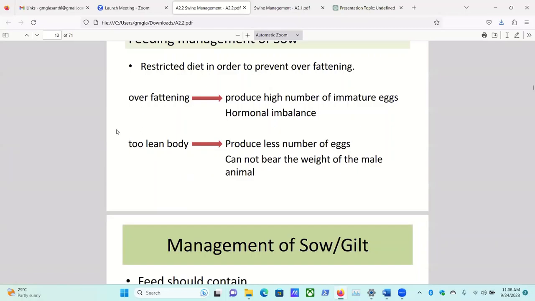Once the animal becomes overfat, they will produce a high number of immature eggs and hormone imbalance will be there. Once they produce a high number of immature eggs, it will badly affect the litter size of the animal, ultimately the number of animals in the farm will be reduced, then the farm will be lost.